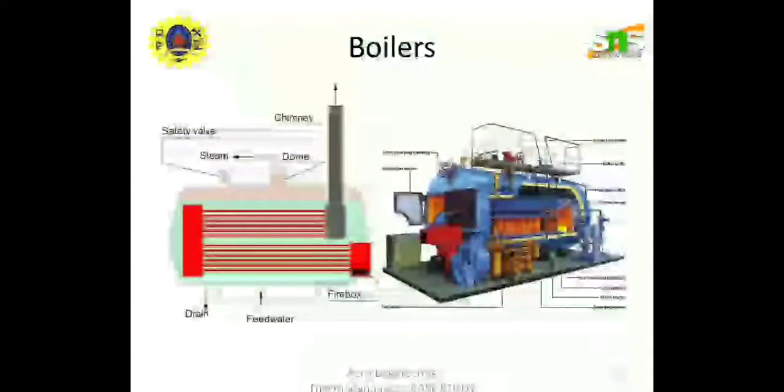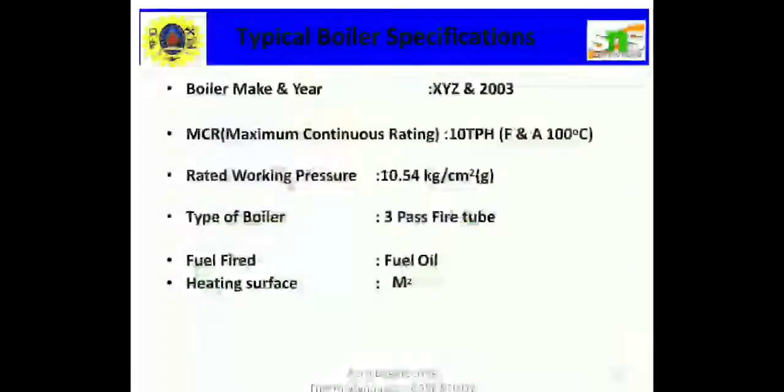This is an example diagram of a boiler. The safety valve, chimney and dome are here. This is the full construction of the boiler section.